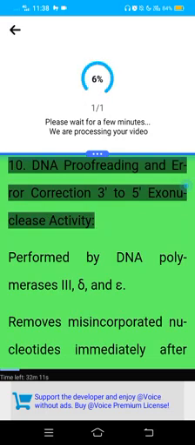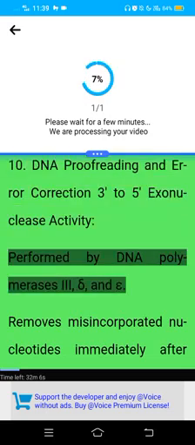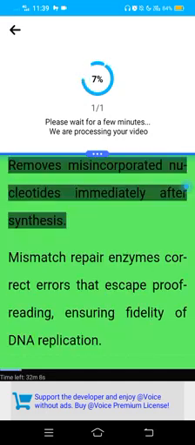10. DNA proofreading and error correction: 3' to 5' exonuclease activity. Performed by DNA polymerases III, delta, and epsilon.